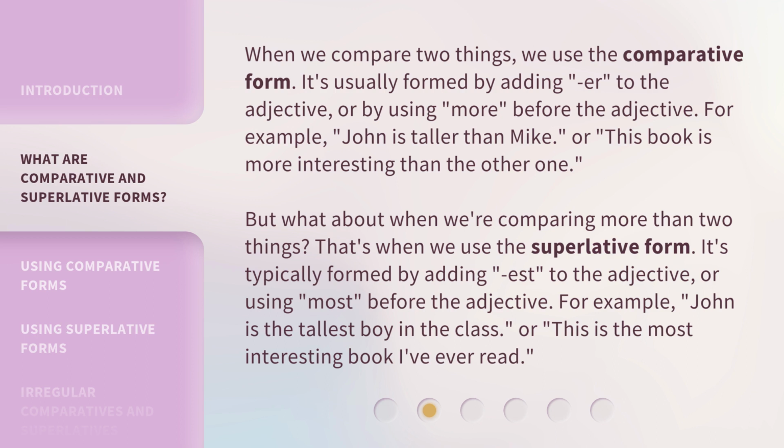But what about when we're comparing more than two things? That's when we use the superlative form. It's typically formed by adding "est" to the adjective, or using "most" before the adjective. For example, John is the tallest boy in the class. Or, this is the most interesting book I've ever read.